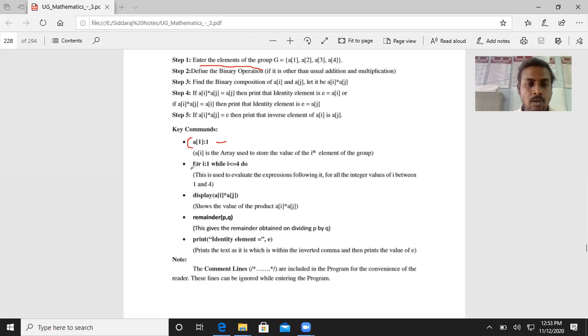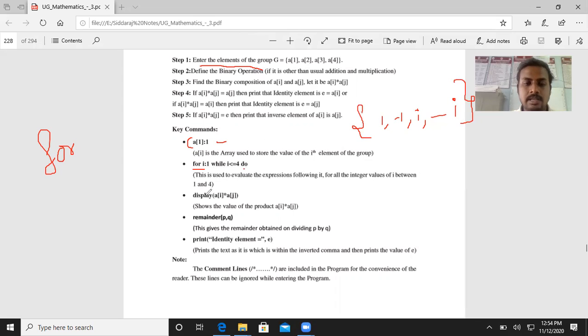Next, we use a for loop here. For loop: for I colon 1 while I is less than or equal to 4 do. In the question they have given 1, minus 1, I, minus I. They have given only 4 terms here. For that we write for I colon 1 while I is less than or equal to 4. If they give another term, we would say I is less than or equal to 5. Because they have given 4, we have written I is less than or equal to 4.